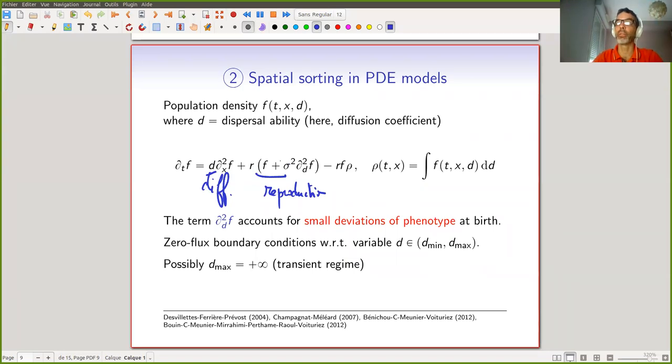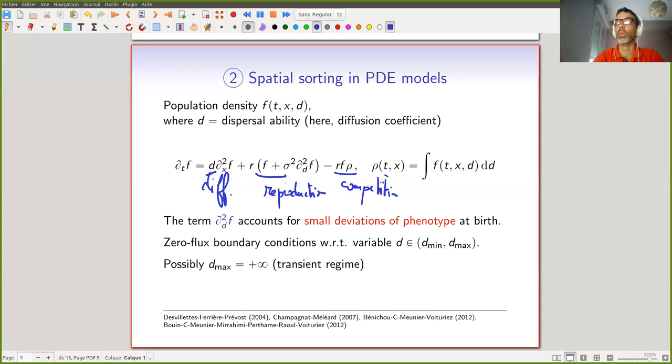And if you do that, this is to say that there is some kind of diffusion in the diffusion coefficient itself, which is a bit weird, but it's the way we did that. And then you have competition. Competition is through the whole population at the same location x, but you sum over all dispersal abilities. So all dispersers compete for the same resource locally in space.